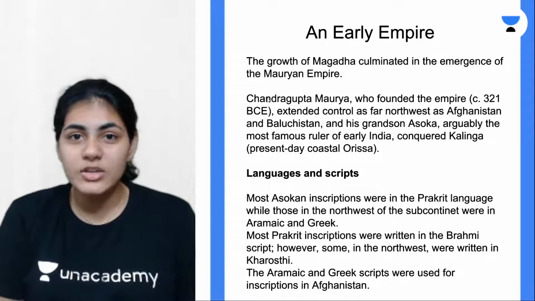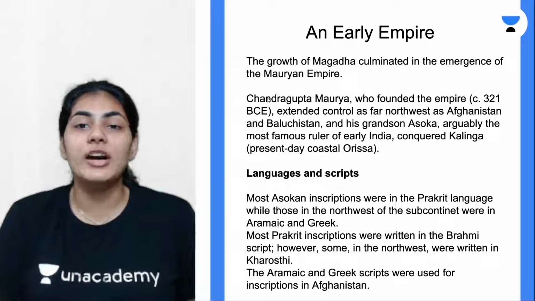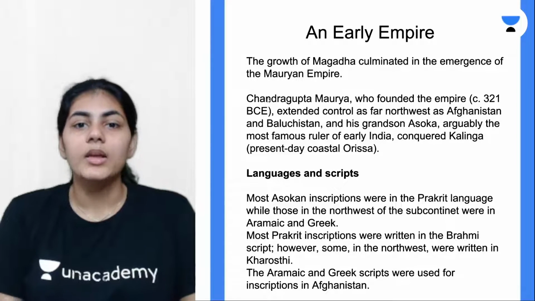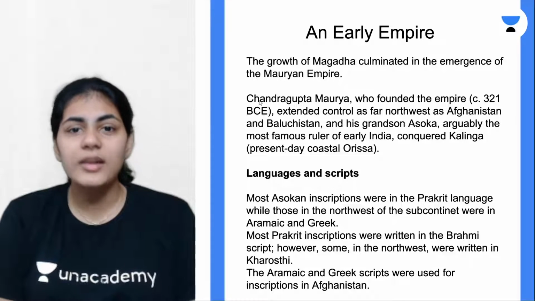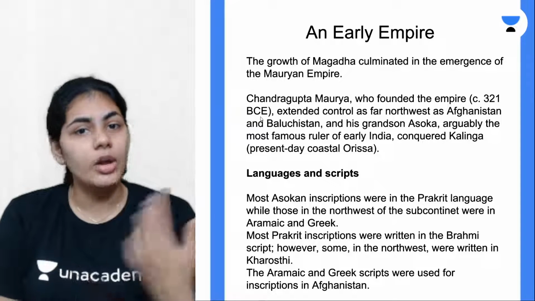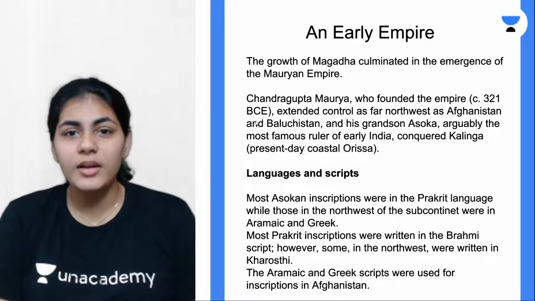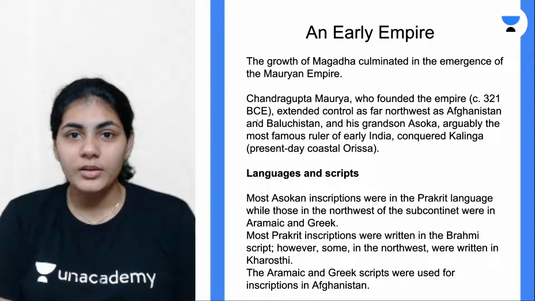So which empire was it? None other than the Mauryans. It is one of the first empires in India. As soon as the Magadhan empire fell, the Mauryans came up. The founder of the Mauryan empire, as all of us know, is Chandragupta Maurya. He founded it in the year 321 BCE.